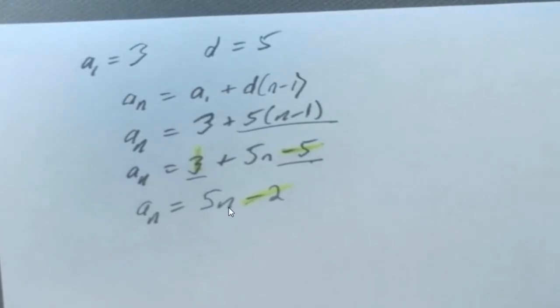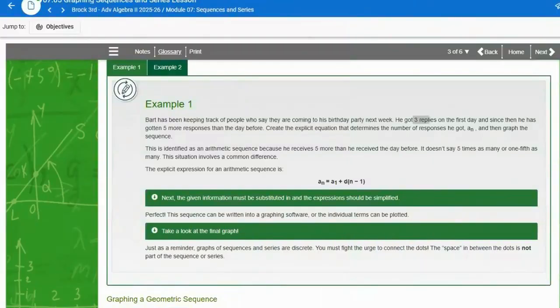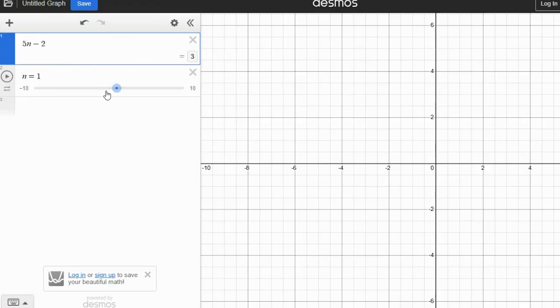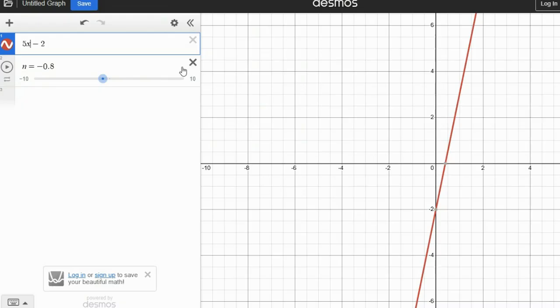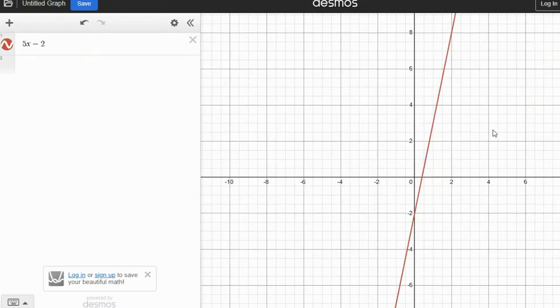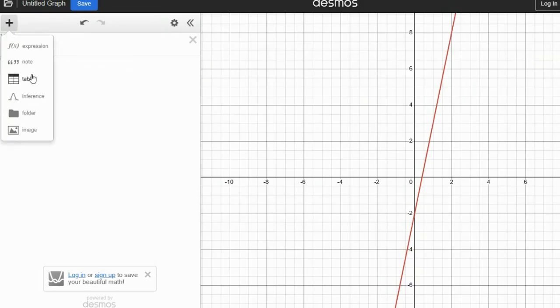Now we can use x's instead of n. Let's see. I'm not sure if Desmos would like it with an n. 5n minus 2. Does it do that? No, it doesn't really. Okay, let's change those to x's. Okay, now the problem with this, though, is it has a continuous line. So let's try this. Let's make it a table.